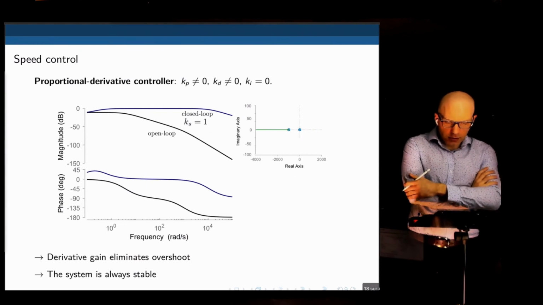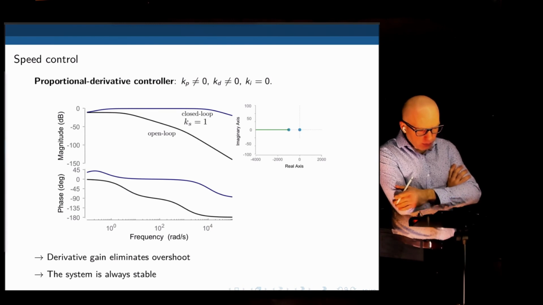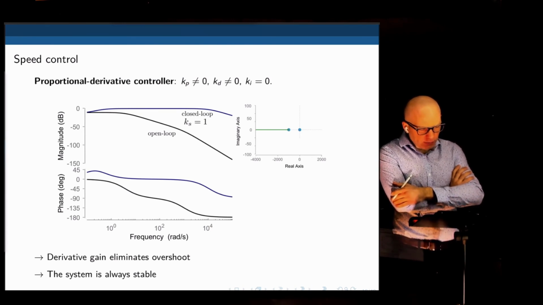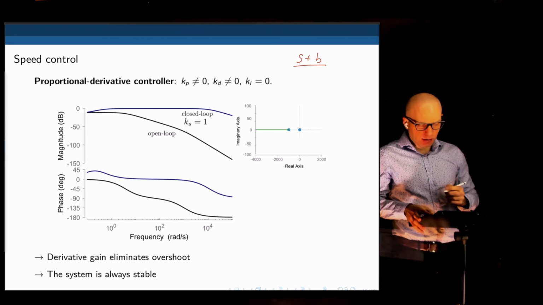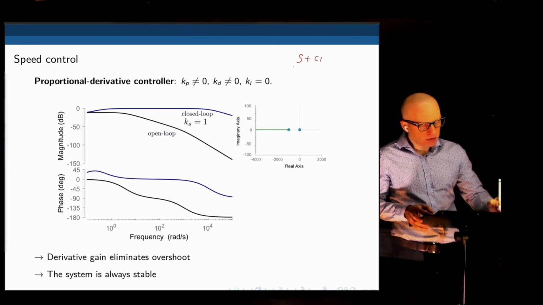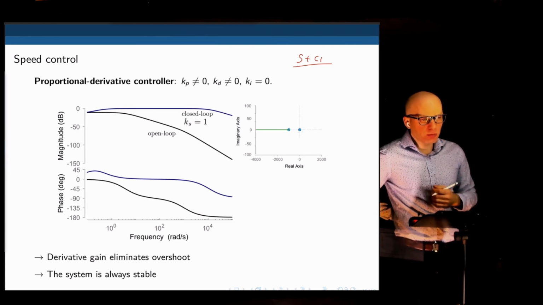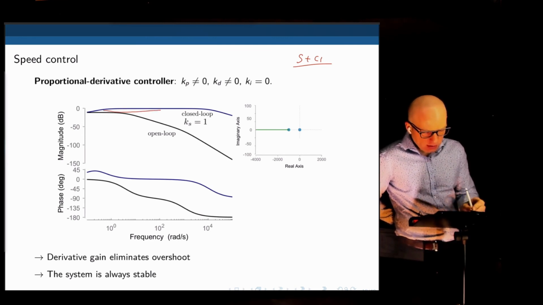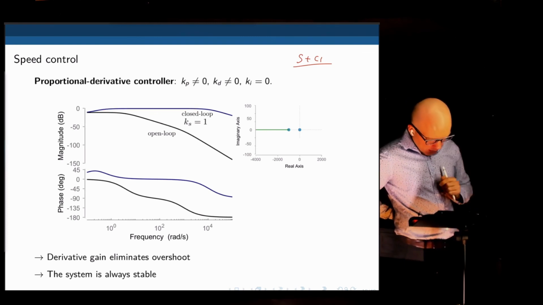Let's look at a speed controller with a PD controller. Now look at what happened to the gain. The gain now is more or less a flat curve. What happens there? Well, if we have a proportional derivative controller, our controller is adding a 0, let's call this S plus C1, to the system. And by adding a 0, we improve the time response, because now we have basically a flat line here. All right, so the frequency response is much improved.